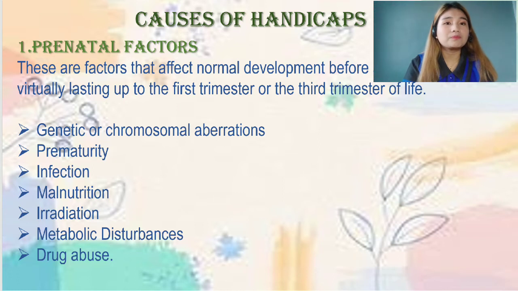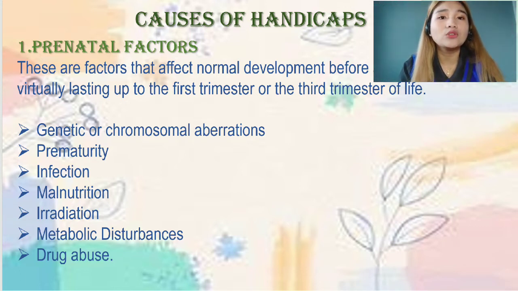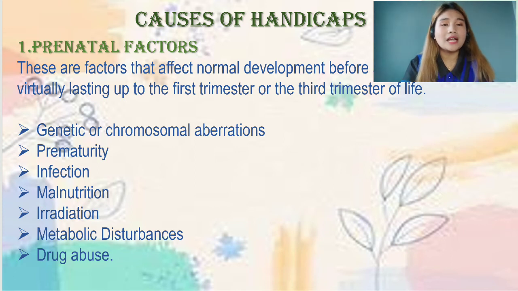Sa prenatal factors, nakapaloob ang first, genetic or chromosomal aberrations. Ito ay isang resulta ng isang pagkakatugma ng dugo ng mag-asawa, kaya naman once na nagsama ang genes ng ama at ina, naapektuhan ang kanilang supling.